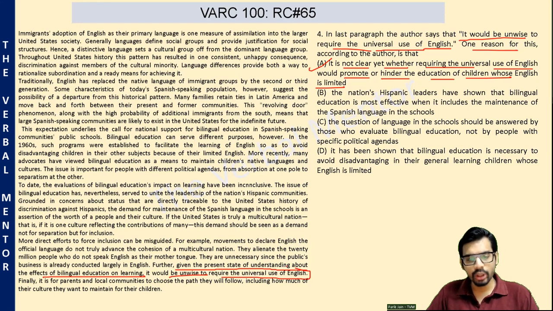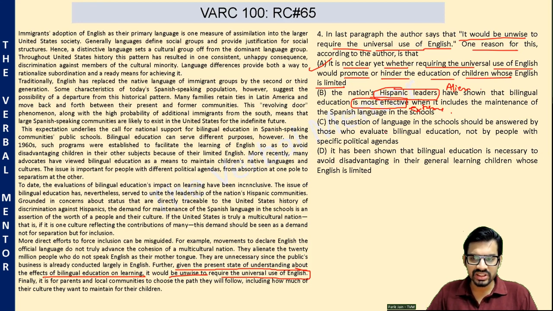So we don't know what positive impact bilingual education can have. We don't know how much universal use of English can impact learning of the students, which is exactly what option A says. Option B, the nation's Hispanic leaders have shown that bilingual education is the most effective. First, extreme modifier: nowhere is it written that bilingual education is the most effective when it includes the maintenance of Spanish language in schools. Also, Hispanic leaders have not shown anything. So alien idea.